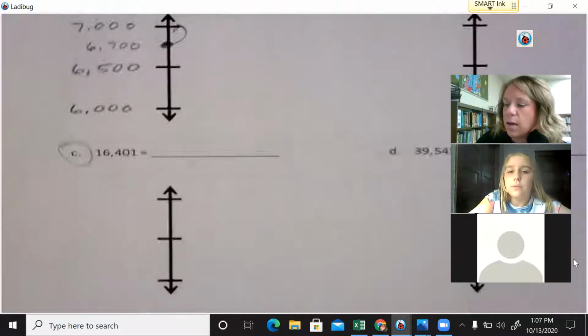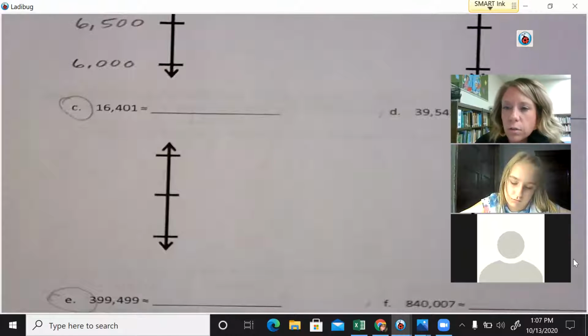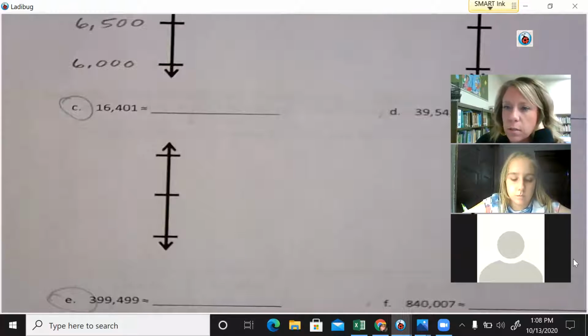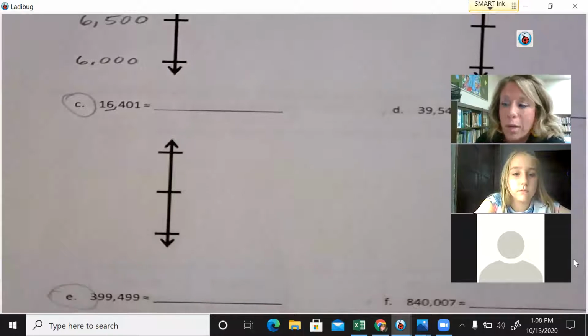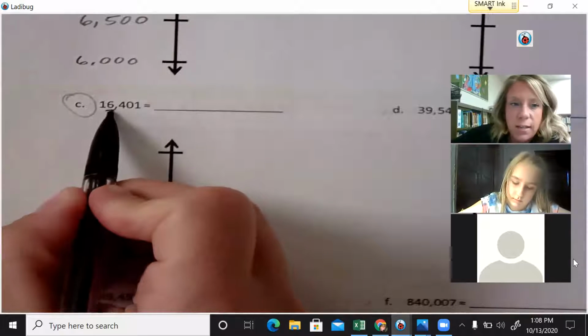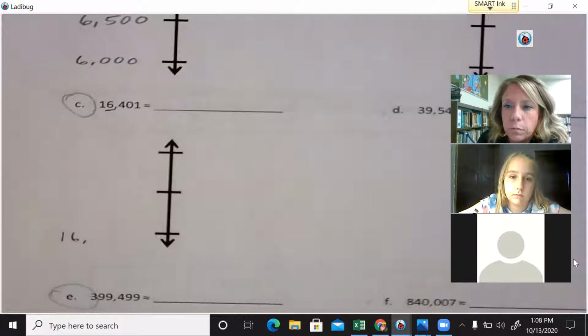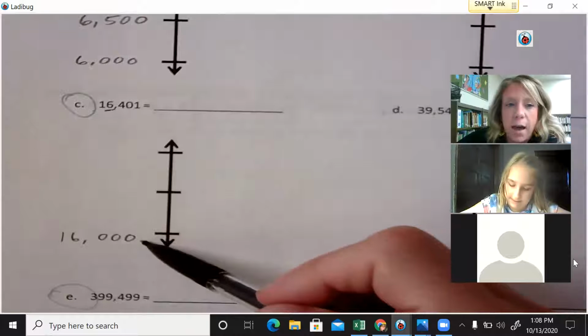Okay, let's try the next one. You guys can help me with this one. Now we have 16,401. We're still rounding to the nearest 1,000. So who can tell me, and if you know, you can just unmute yourself, what you're underlining? Which digits in the thousands place? The 6. Thank you. Okay, so now we have to label our number line with our two easy numbers. So the 6 and anything before that will stay the same, and everything else turns to what? They turn to zeros. So our first easy number is 16,000.